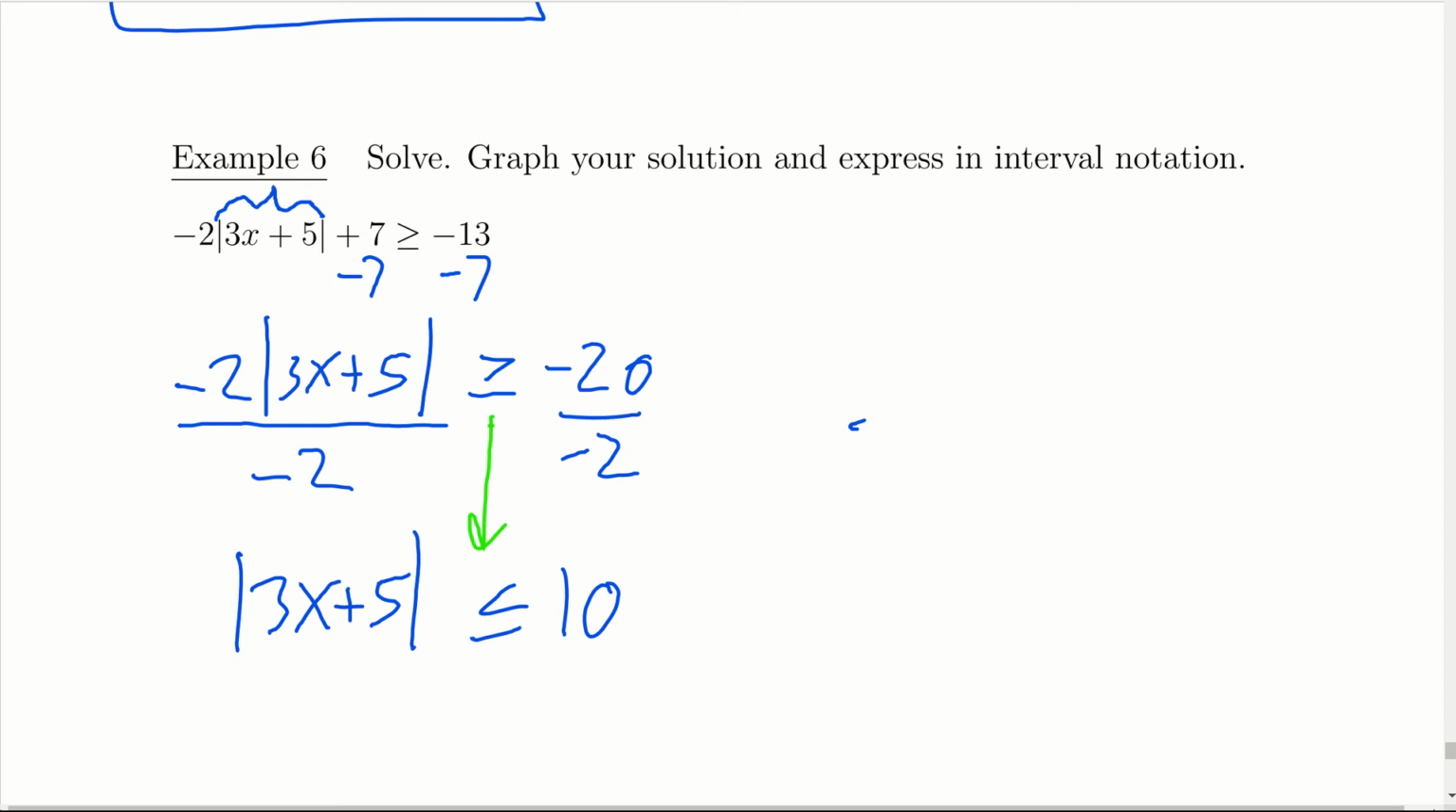With the absolute value now by itself, we recognize that this is an inequality of type 1. So we take the 3x plus 5, we set it less than or equal to positive 10, and simultaneously greater than or equal to negative 10.